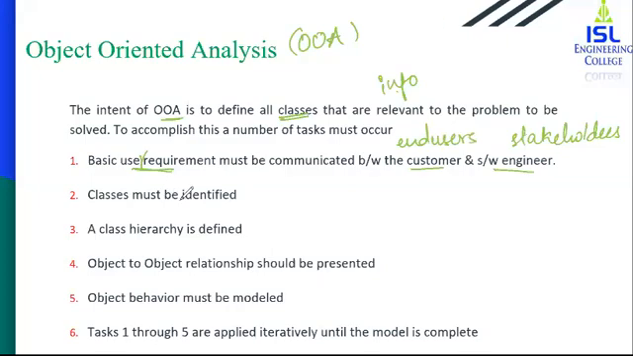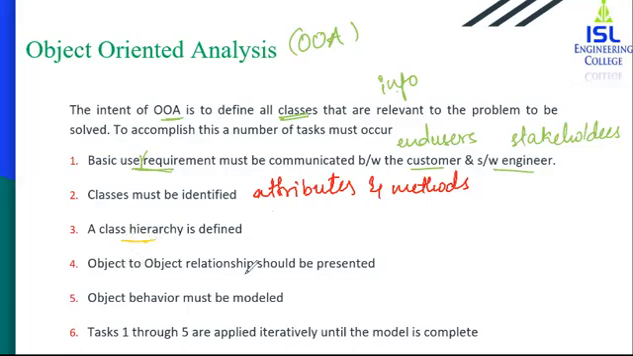Then the next one is that classes must be identified. Now, what are the different classes? You're going to identify the different attributes and methods. The class diagram within the classes is going to tell you the structure of the particular software that you're developing. So you're going to identify the different classes. The next is that a class hierarchy is defined. Class hierarchy means, as in the previous class where you studied business process engineering, you've got different levels of information that are developed. So the class hierarchy needs to be defined.